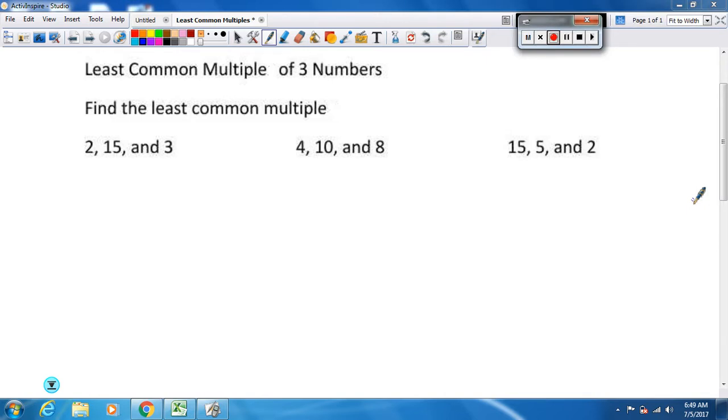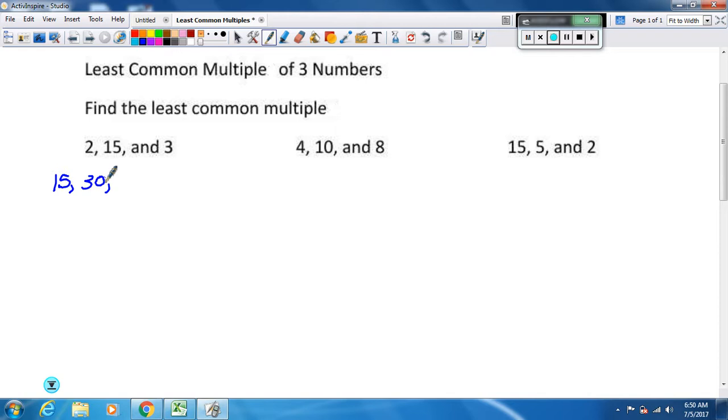Okay, here's how you find the least common multiples of three numbers. I usually take the largest one and start making a list. So 15, I usually make a list of 5 numbers to start out with. 15, and then 15 times 2 is 30. But if you don't like multiplying, you can add 15 each time.